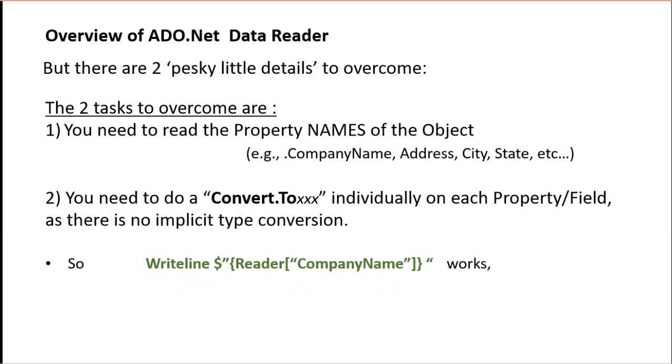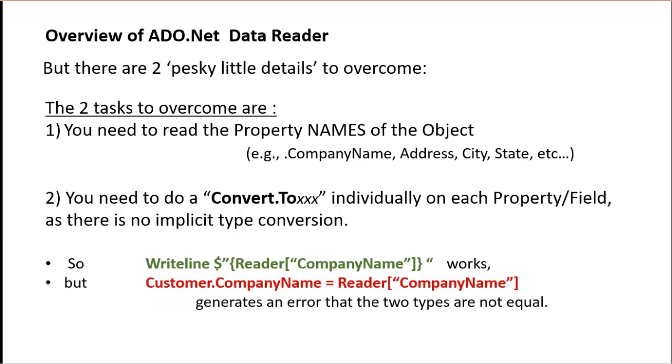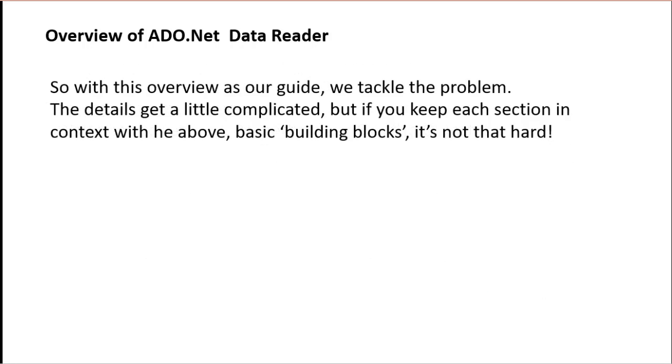So while something simple like writing to the console reader brackets, quotes, company name works and it knows how to just grab it and send it to the screen, something which would seem as intuitive as customer.company_name equals the reader of company name generates an error that says, nope, the two types aren't equal. You have to basically do a convert to on each and every single line. Okay, with this overview as our guide, we're going to tackle the problem.